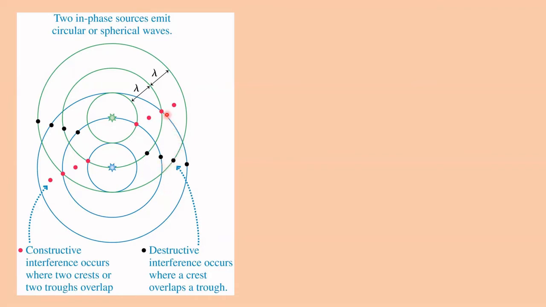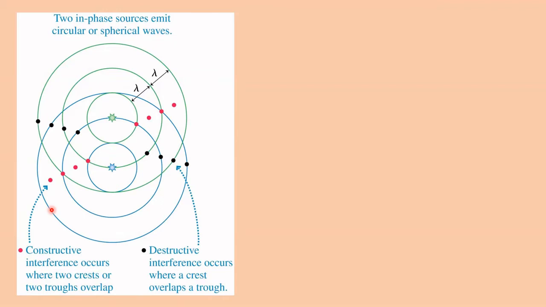Let's go with an easy one, this red dot right here. See how this red dot lies on one of the peaks from the green source? But it also lies on one of the peaks from the blue source. So you've got two peaks overlapping. That's what we call constructive interference. It's a two-dimensional analog of what we looked at previously when two progressive waves line up.